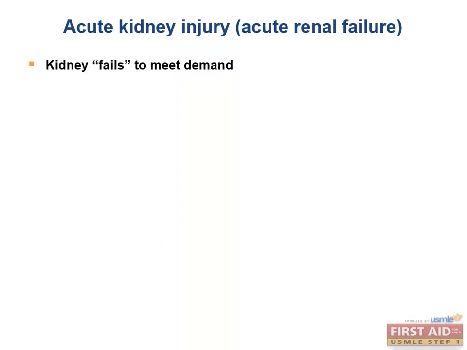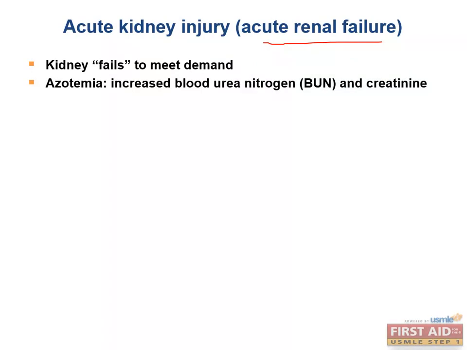Now let's talk about acute kidney injury, which is also known as acute renal failure. Just like the term heart failure, where the heart is not able to meet the demands placed on it, renal failure is the condition of the kidney failing to meet the demands placed on it. This means that the kidney is not able to adequately filter plasma, and this causes azotemia, which is the rise in BUN and creatinine in the blood.